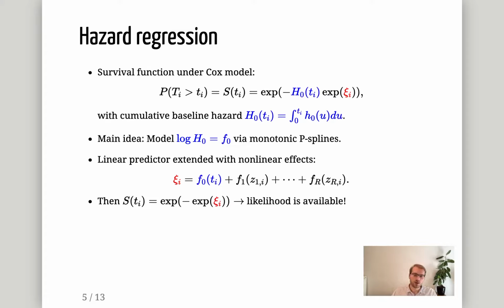But for the Cox model, it holds that one gets this expression for the survival function. The survival function simply gives the probability of being alive at a point in time. And this then depends on the integrated or cumulative baseline hazard, which is simply the integral of the baseline hazard. And the idea of my approach is to model the log of the integrated baseline hazard via monotonic P-splines.